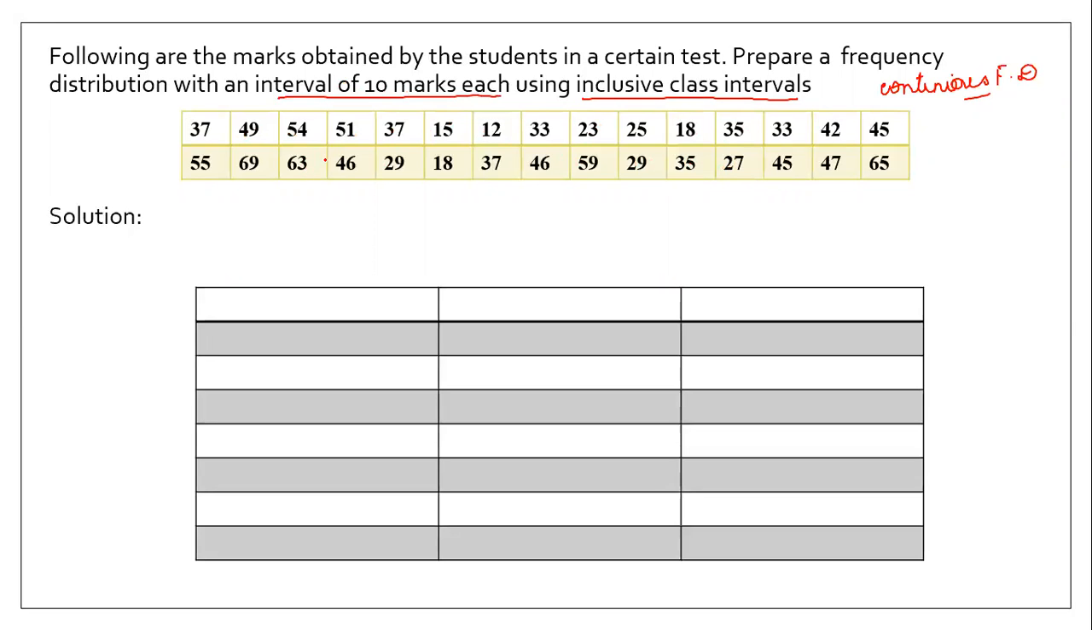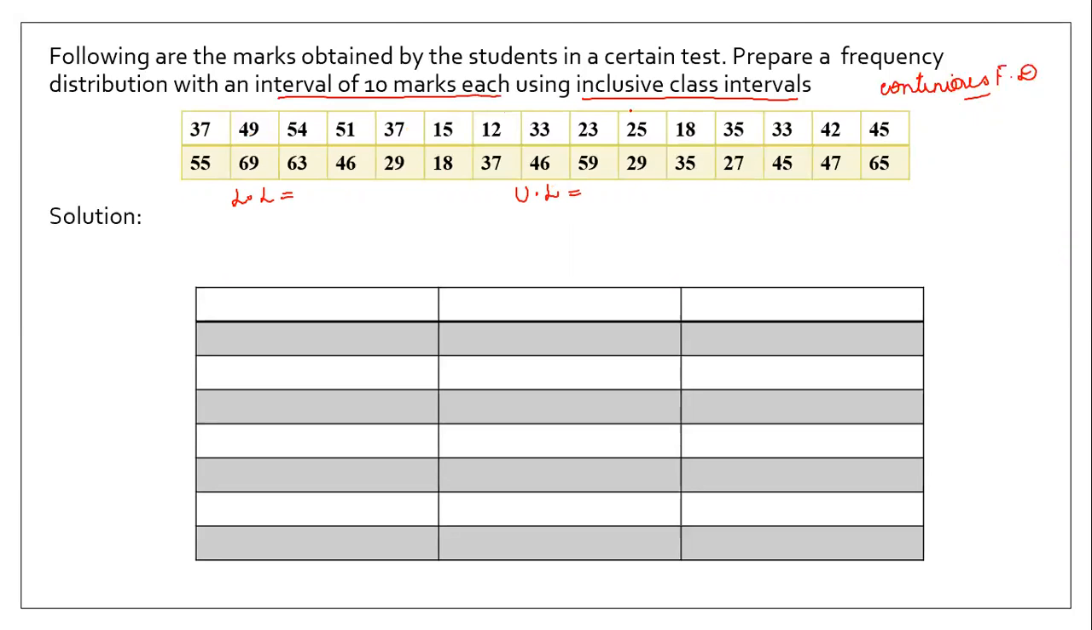So first thing we have to see, you have to see the highest value and the lowest value of a given data. So if you see this table, it is a continuous frequency distribution, students. It is not a discrete one here. This is a continuous frequency distribution table to be made. So first, you have to see the lower limit, and also you have to see the upper limit.